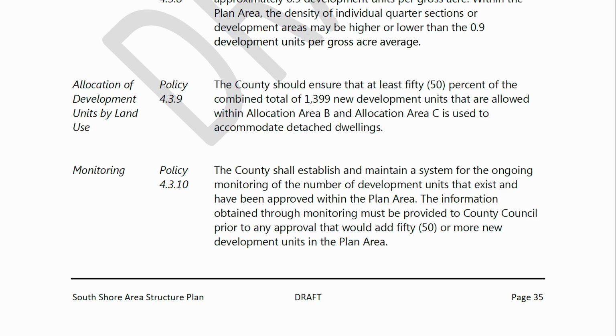In addition, the results of that system are expected to come to county council prior to their approval of any other new development that would add, say, 50 or more development units. So if a subdivision is coming in for 75 new parcels, then that's a point in time when county council should be presented with an update on how many existing units are in the area and where the overall area stands relative to the 2,715 development units that are available.